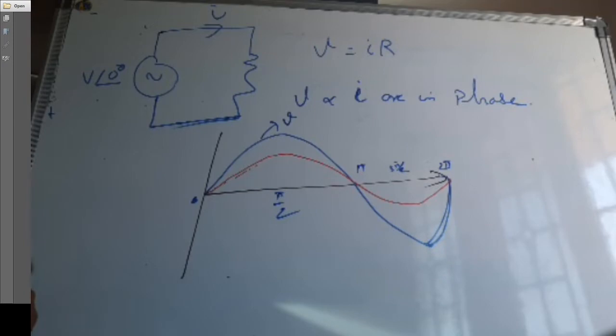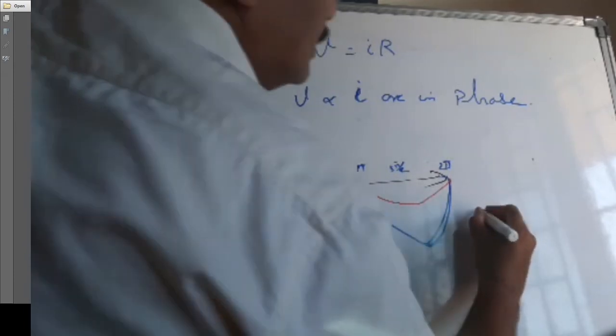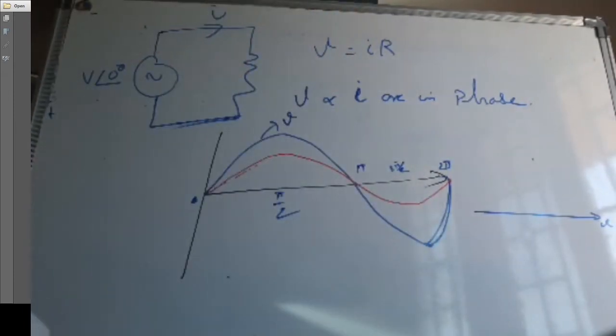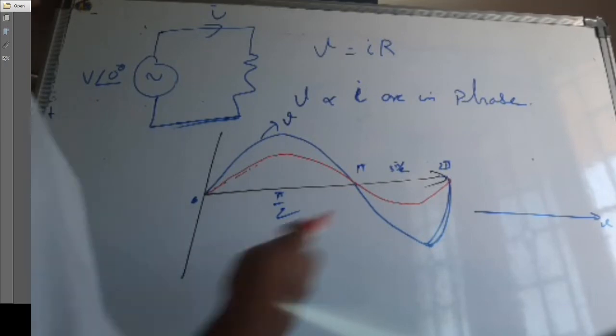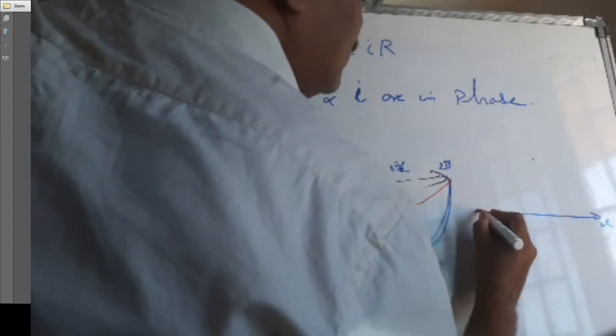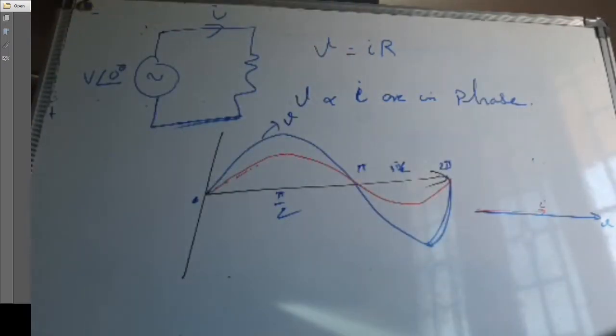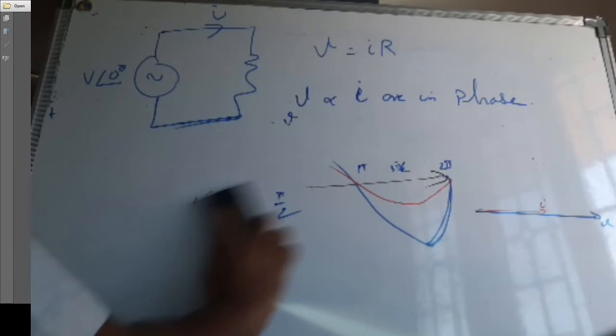How do you represent this in a phasor diagram? Here, you can see that voltage is at 0 degrees. And this is my phasor representation of voltage in an R circuit. Okay. Now, let me replace this resistance with an inductor and we'll observe what are the changes.